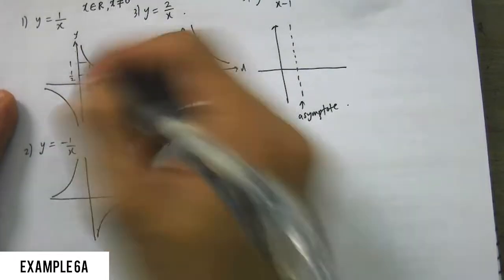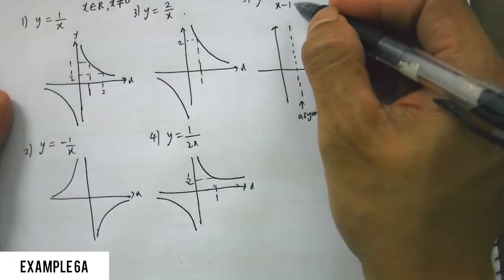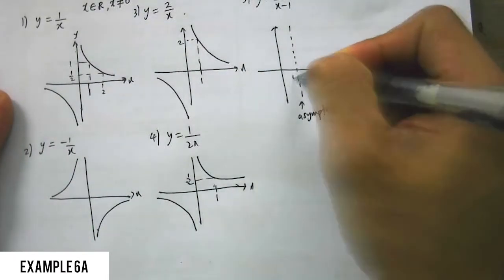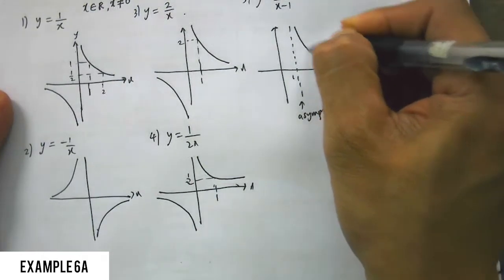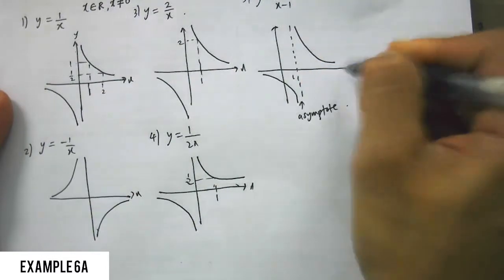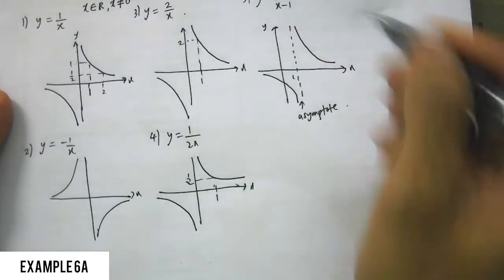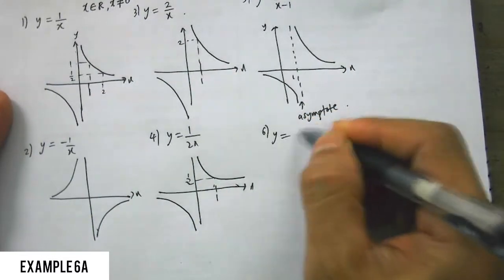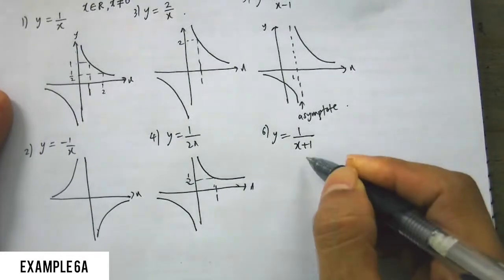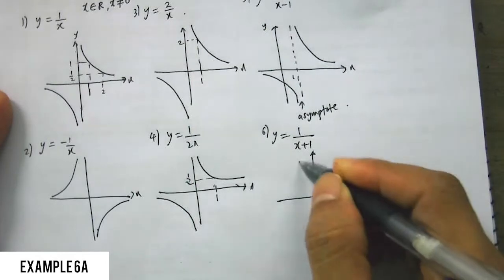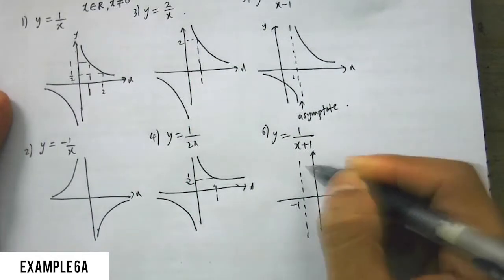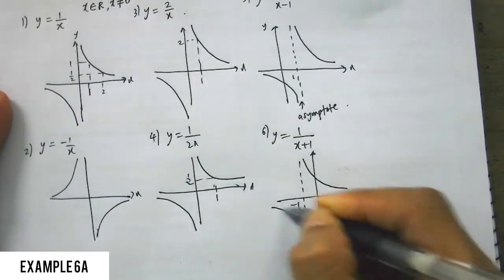So this one, your asymptote is at 1 now. So the graph cannot touch this line. It discontinues here. You see? Okay, so number 6, what happens if you have an x plus 1? Now, you shift to the left by 1. So it goes top right, bottom left.